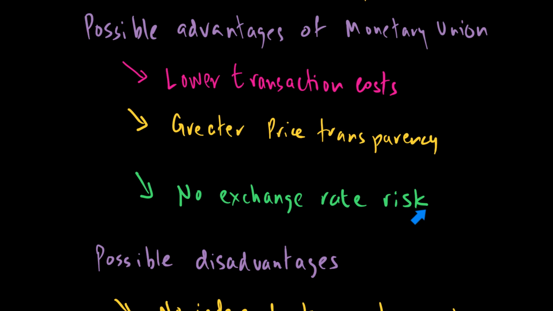Next up is there is no exchange rate risk. Why? Because everyone has the same currency, so nobody is worried about the currency depreciating or appreciating, because everyone is now dealing in euro. So that's a few advantages of having the same currency. But there are certainly some disadvantages as well, which we want to discuss.